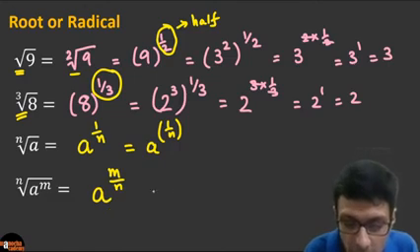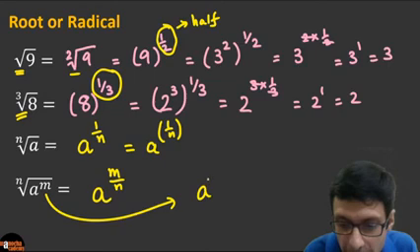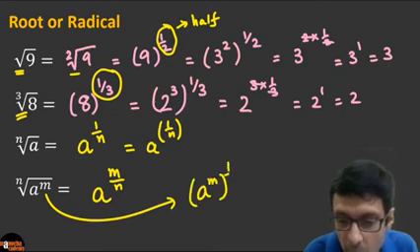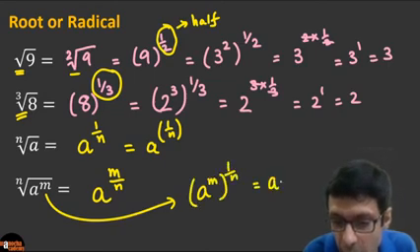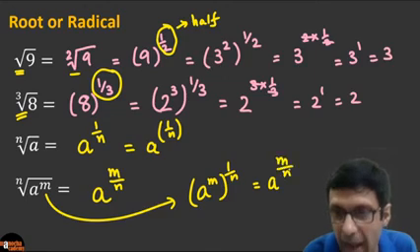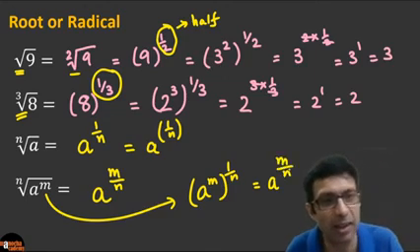And then, if you want to understand how this works out, this is basically a to the power m, whole raised to the power 1 by n. So if you multiply the powers, you're going to get a to the power m by n. Very, very important. Excellent, guys.